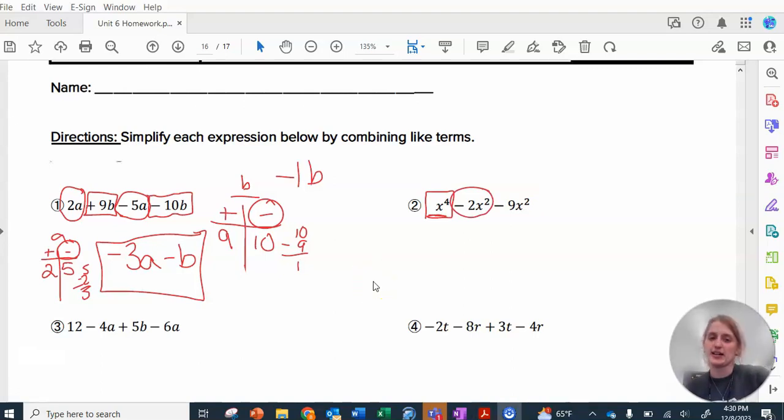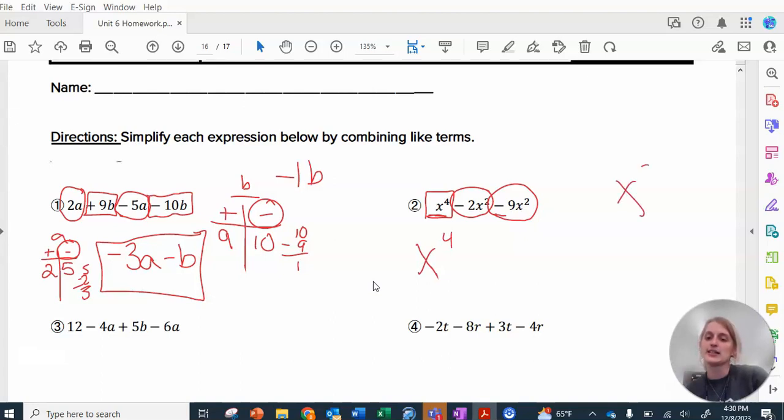Okay, so I have my negative, I have my x to the 4th power, and I have my x to the 2nd power. Those are different. So I cannot combine them, which is why I'm using 2 different symbols. This 9 is a negative 9x to the 2nd power, so they're going to get combined right there. So x to the 4th power has nothing to match with, nothing to combine.